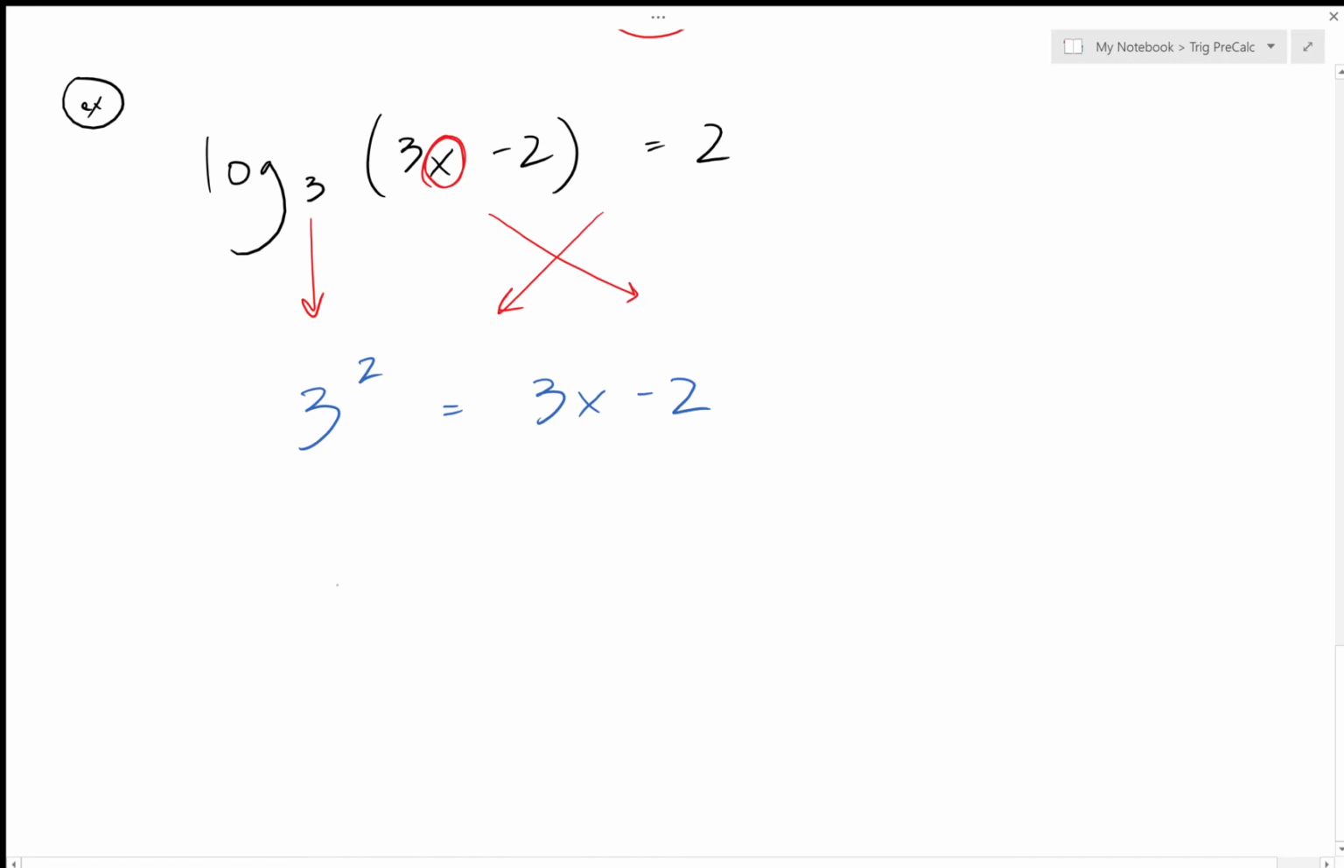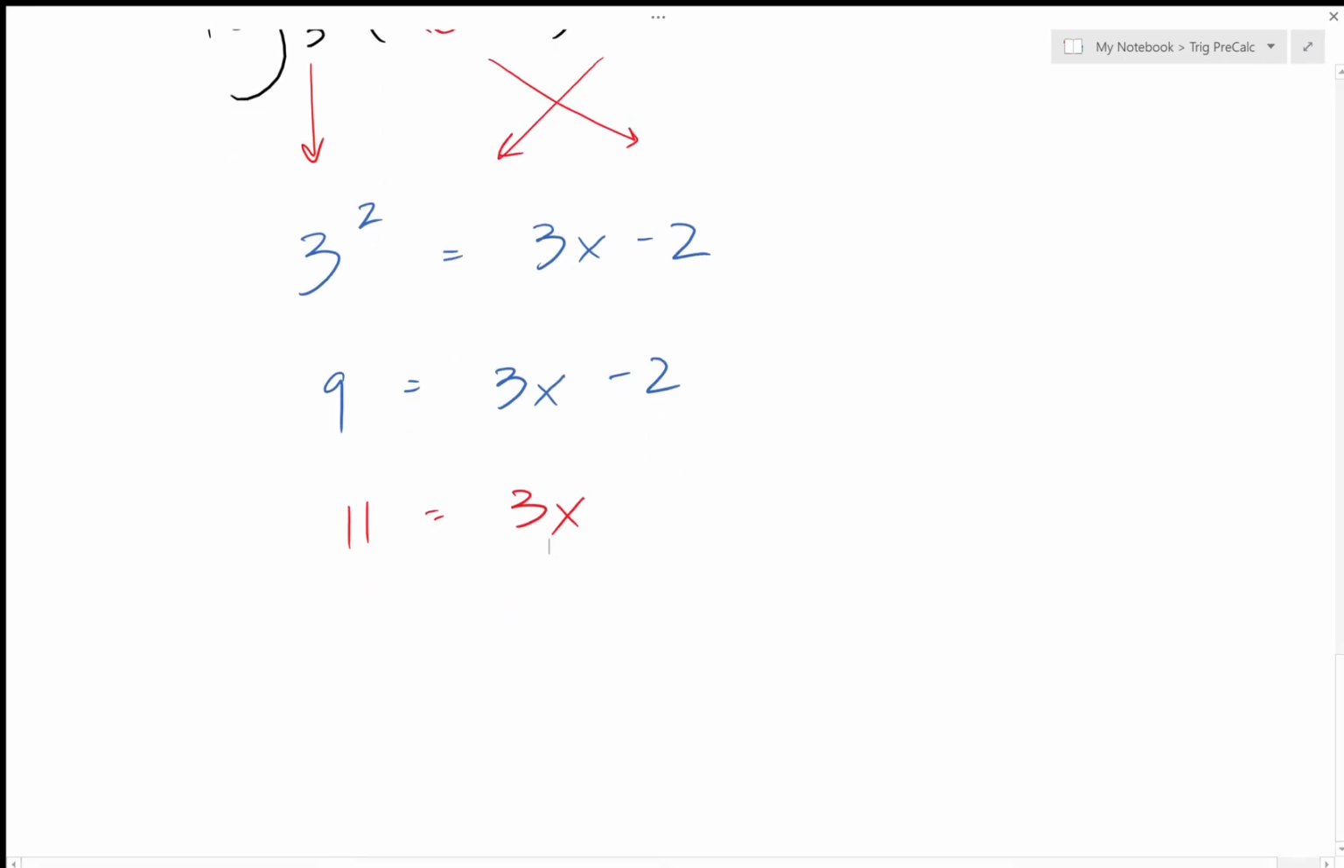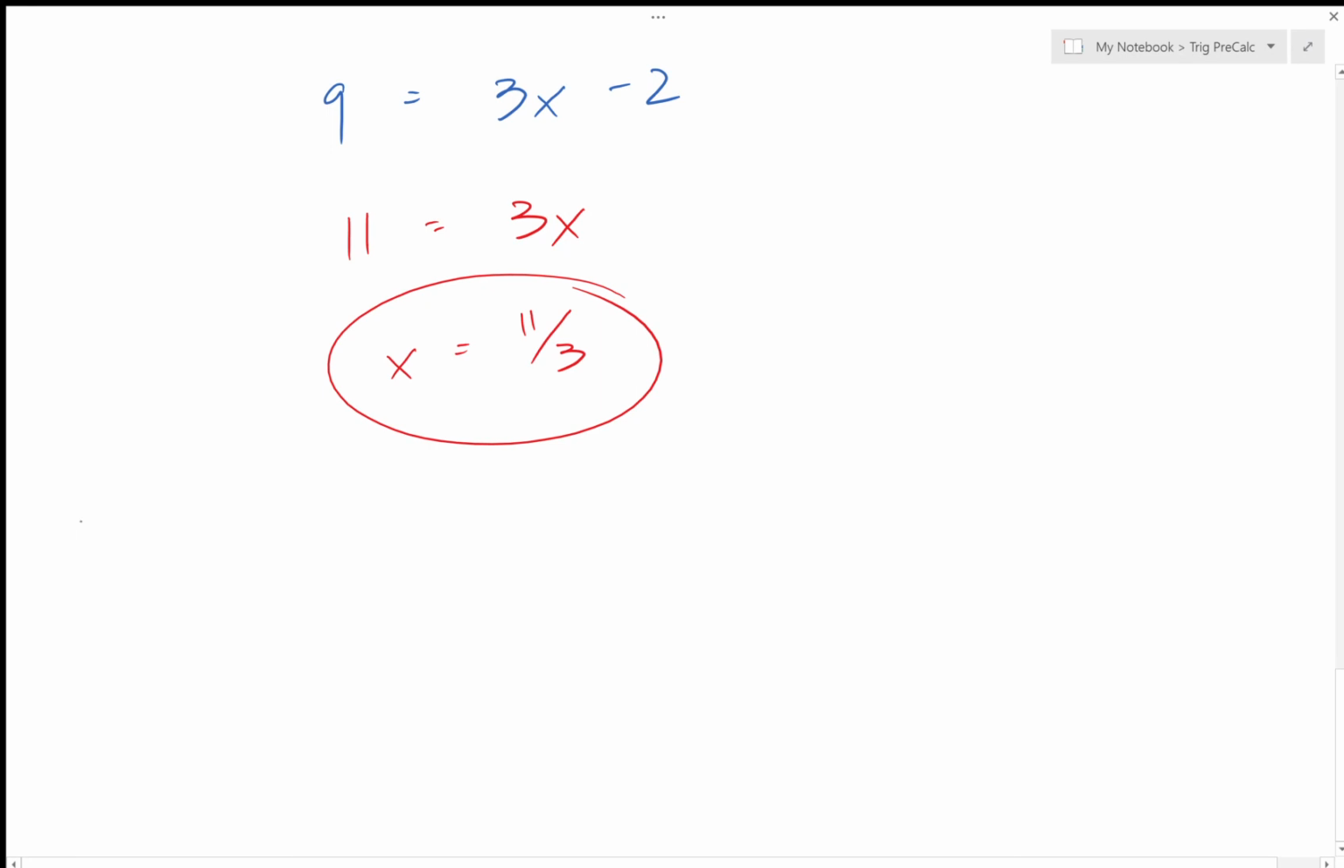3 squared is 9. 3x minus 2. Next step would be add 2. So you get 11 over here equals 3x. Or in the end, when you divide by 3, you get 11 over 3. All right. Now, one last special case that we're going to look at here. Let me find the page.